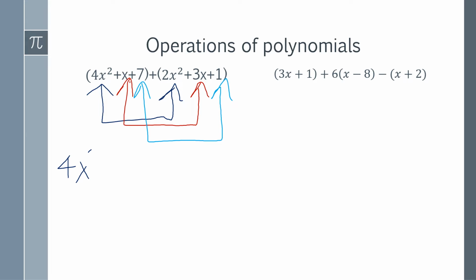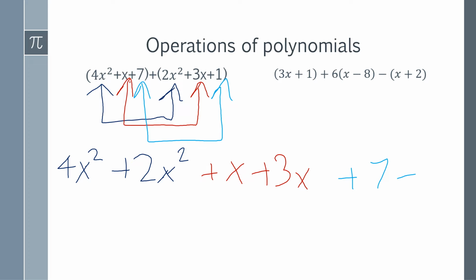4x squared plus 2x squared plus x plus 3x plus 7 plus 1. Now, we did all that in those colors.